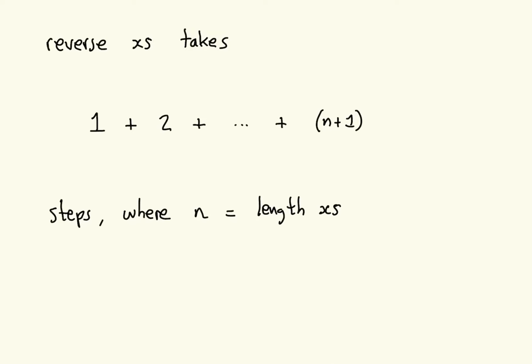In our example, we were reversing the list 1, 2, which has 2 elements. So when you take its length, n is going to be 2, and when we compute the sum, we just do 1 plus 2 plus 3. But this here captures the general case. If you want to compute reverse of x's, it's going to take this sum here, 1 plus 2, all the way up to n plus 1 steps, where n is simply the length of x's.